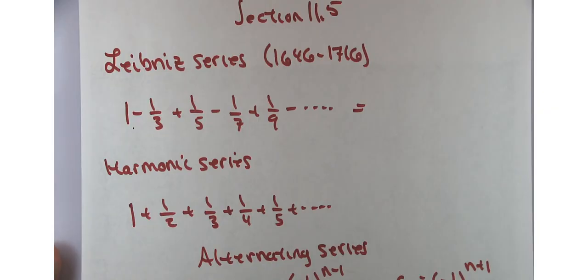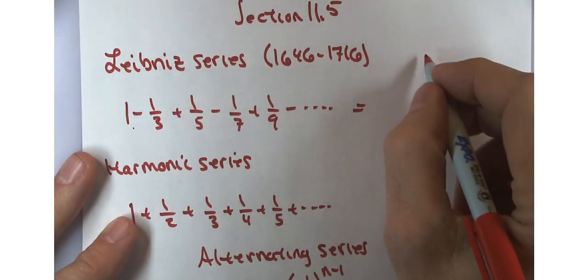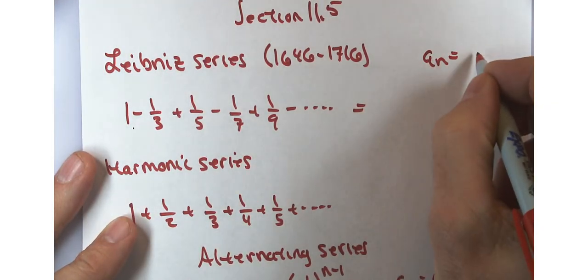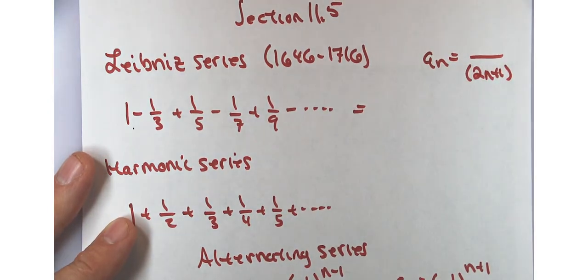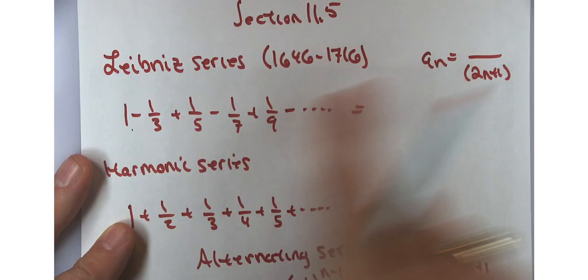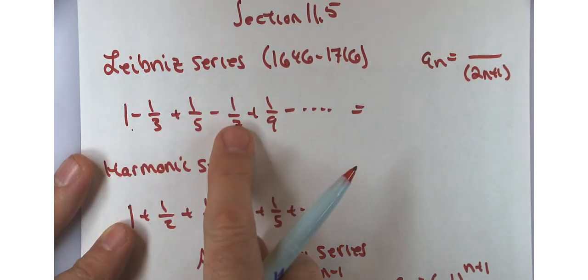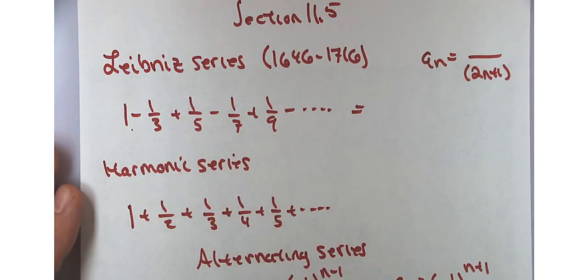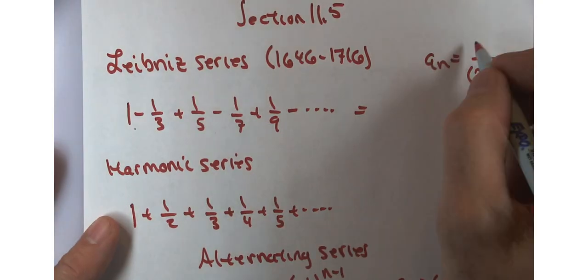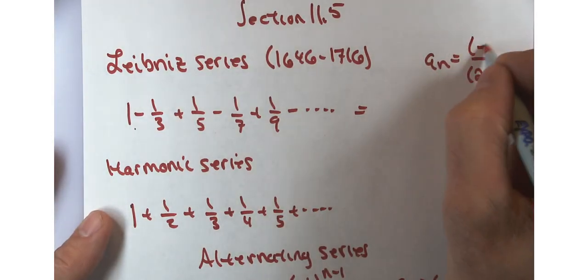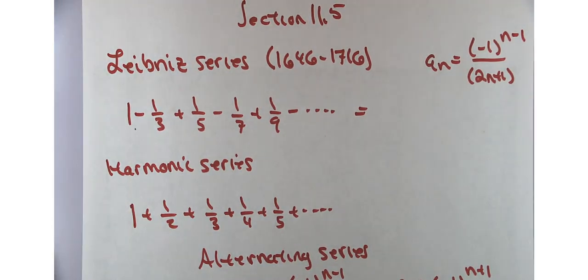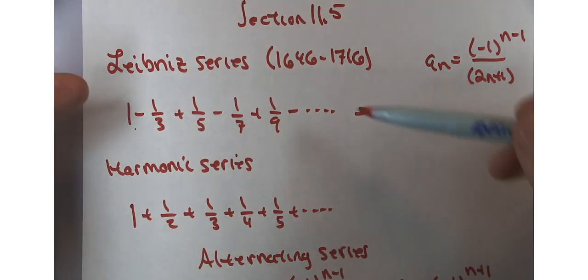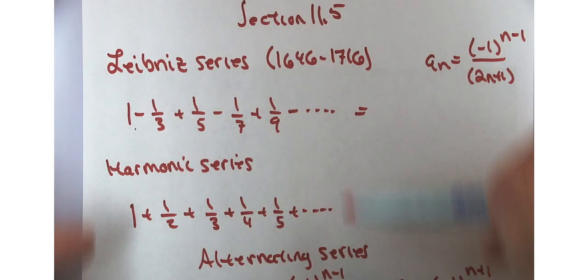And the general term, if you wanted the general term, a sub n, is going to have a denominator of 2n plus 1. It's just going to be an odd number. The term in the numerator, well, something has to make these terms alternate. Now, I think that in this case negative 1 to the n minus 1 will work. So that's going to be the general term here, but let's compare that to the harmonic series.